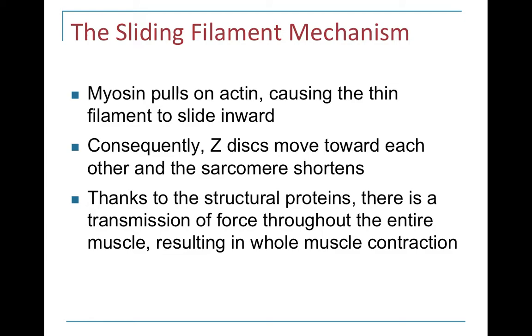During muscle contraction, myosin cross bridges will pull on actin filaments, causing them to slide inward towards the H zone. And then the Z discs will come towards each other and the sarcomere shortens. But the myosin and actin filaments do not actually change length. The sliding filaments and shortening of the sarcomeres causes the shortening of the whole entire muscle fiber and ultimately the entire muscle. This is called the sliding filament mechanism.